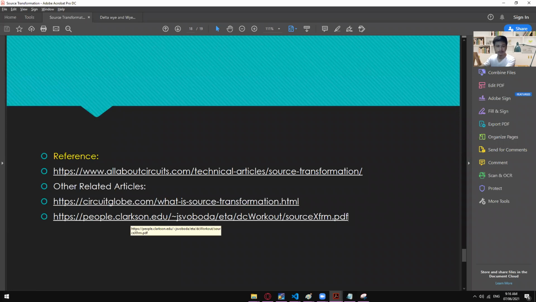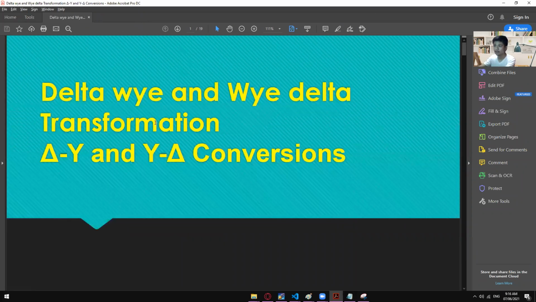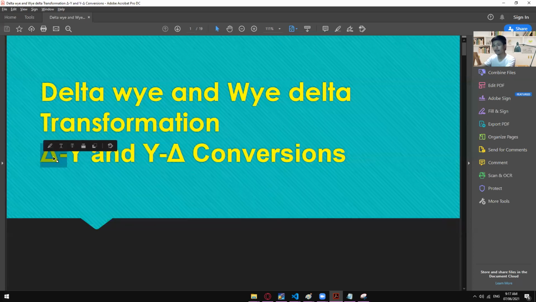Okay, good. All right, so if you don't have a question anymore, then let's now proceed to delta-Y and Y-to-delta transformation. So the symbol for delta is this triangle right here, and the Y is the letter Y. Vice versa, it could also be transformed into Y delta. So those are the two configurations. We will discuss how to convert delta to Y and then Y to delta.